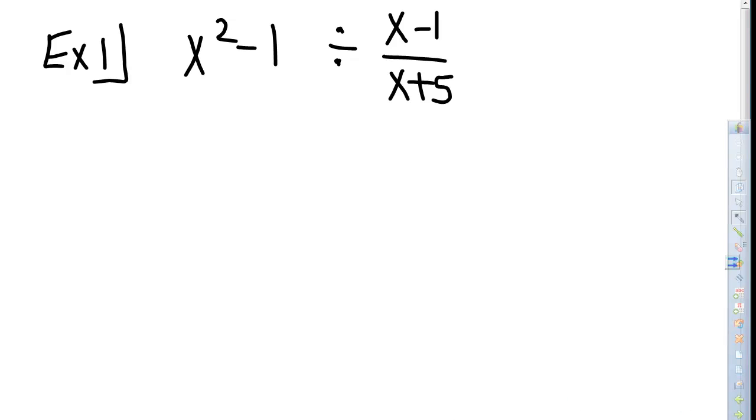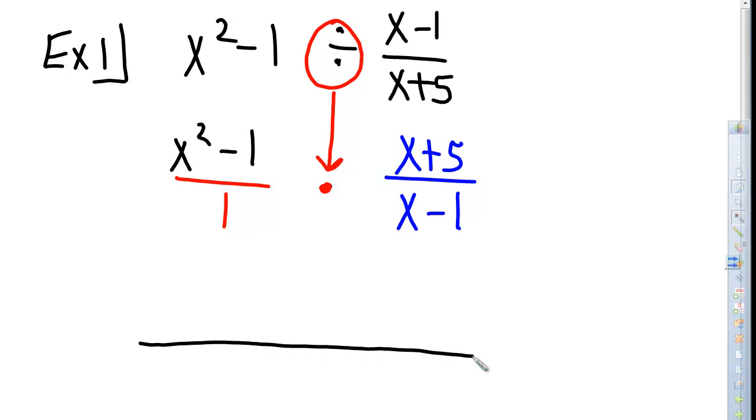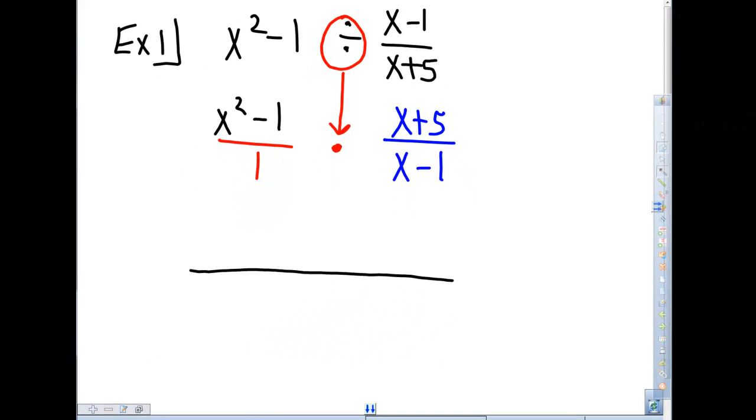Example 1. First thing we need to do is rewrite our problem. x squared minus 1, which is really over 1, times the division symbol. We change it to a multiplication symbol, and then we flip our second fraction. Now we factor completely, and we put all of our factors over one big division line.